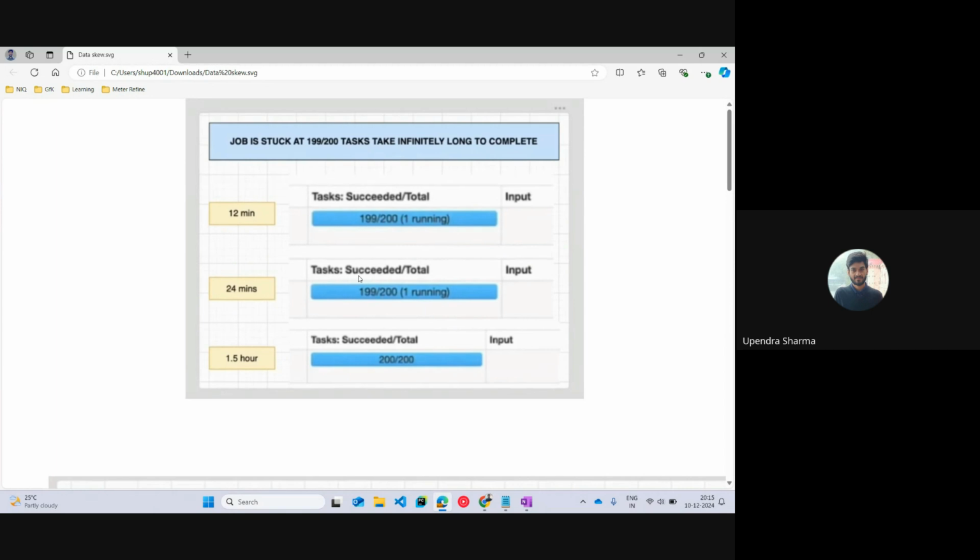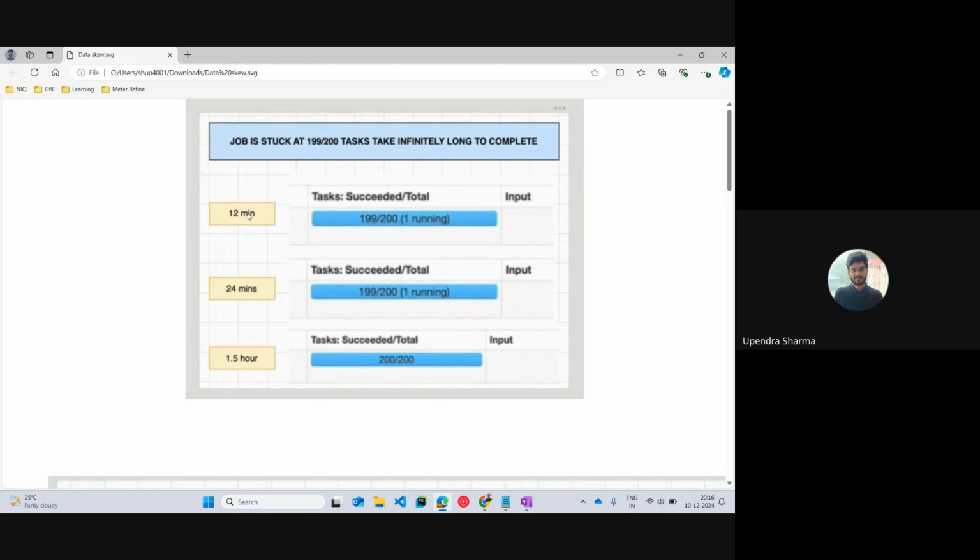In this particular image, as we can see, we have 200 jobs running, right? We have a total of 200 jobs running in our Spark, which means the whole data was divided into 200 different partitions. Here, at 12 minutes, when we first looked, 199 jobs were completed and only one job was remaining. After another 12 minutes, like in total 24 minutes since the job was started, we see that still 199 jobs are completed and the one job which was running previously is still running. After almost 90 minutes, we see that the job was completed.